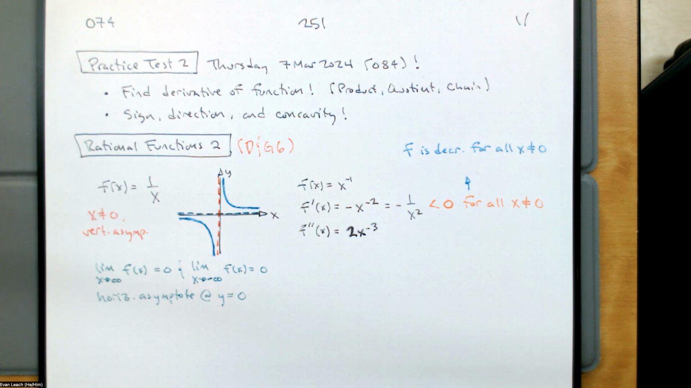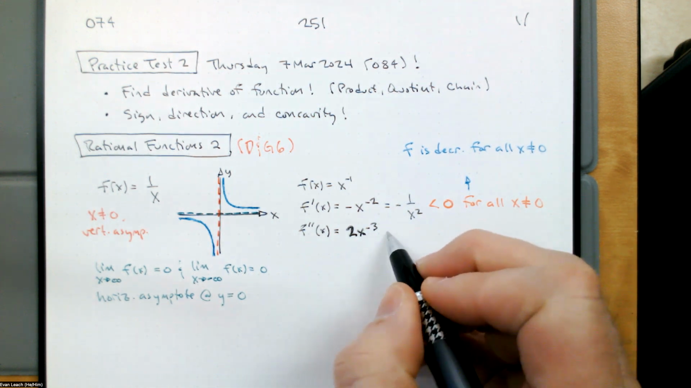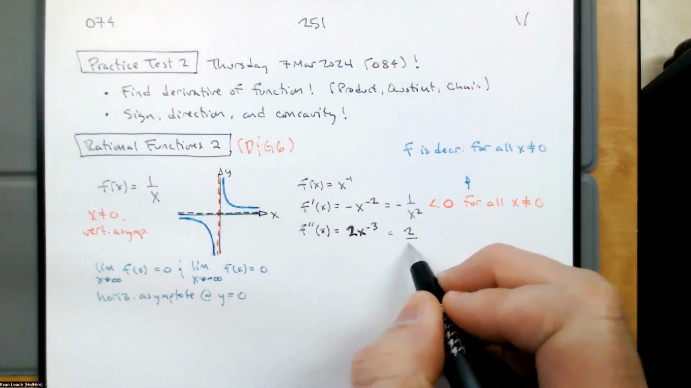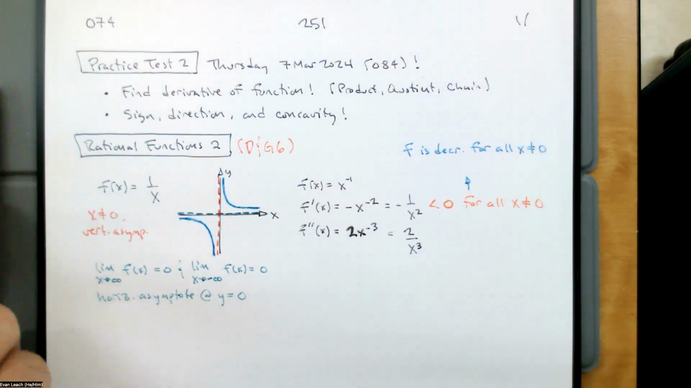So the second derivative is 2x to the -3. In this case, we have the x to the -3. That can be positive or negative. The odd exponent is positive or negative depending on x. So 2 over x to the third is going to be negative when x is negative.